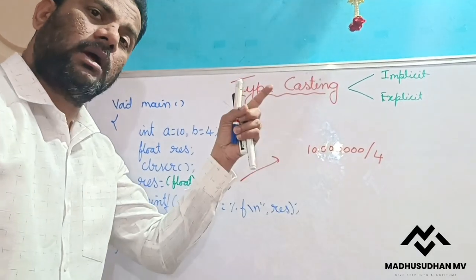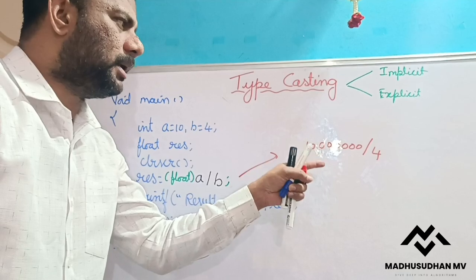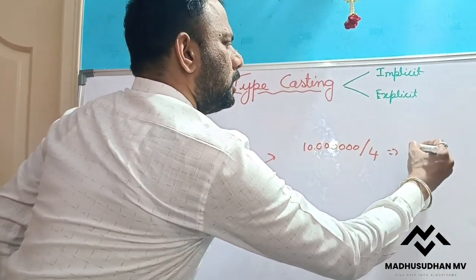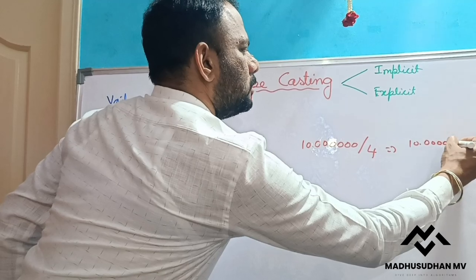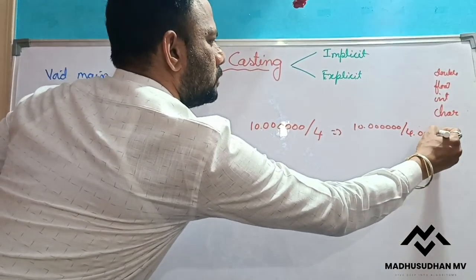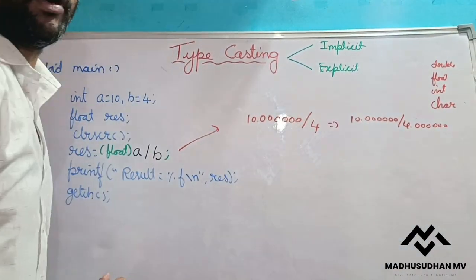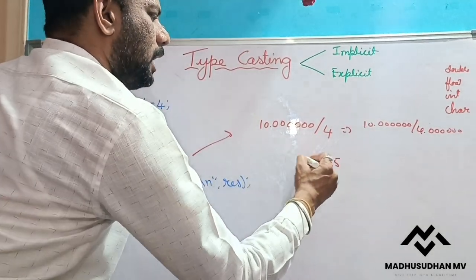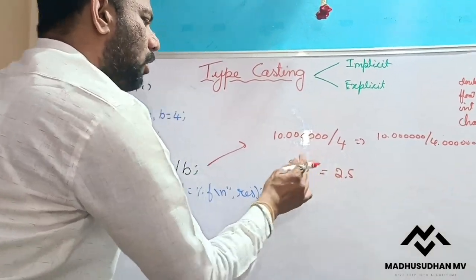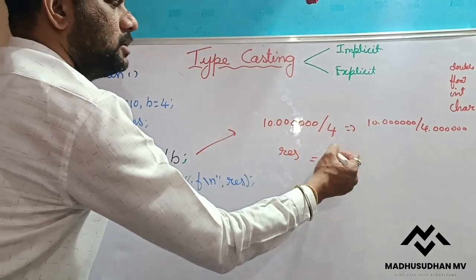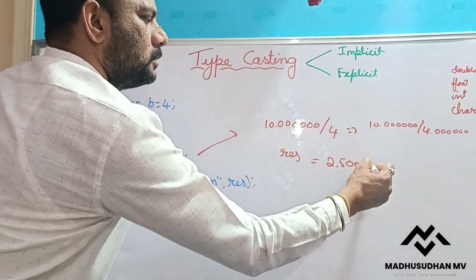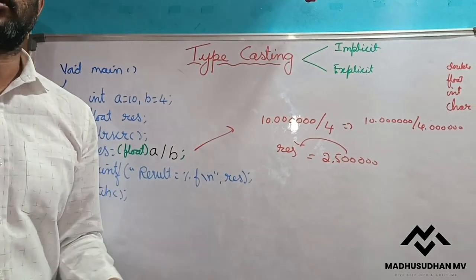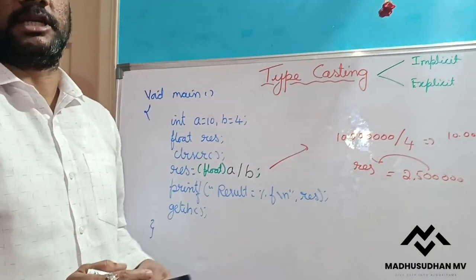But now the compiler can't do the operation directly, because this is floating point data type and this is integer. Now our compiler automatically does implicit conversion. It converts this into 10.0. Now both are floating point, so now we can do the operation. The result is 2.5, and that will be assigned to res. Now res is also floating point, so this value will be assigned to res. This is what I showed in the program. So this is explicit conversion.